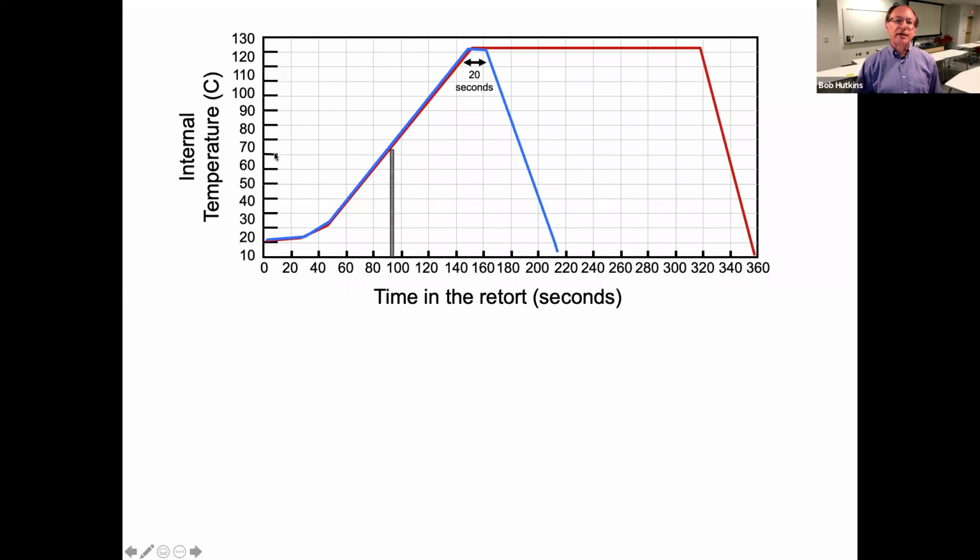Okay, so once we get to around 70 degrees, those spores, if it's C. bot spores, are pretty resistant to 70 degrees, but we might start killing them. But the D value at 70 is probably pretty large, so there's not much killing there. But there is a little bit of killing.